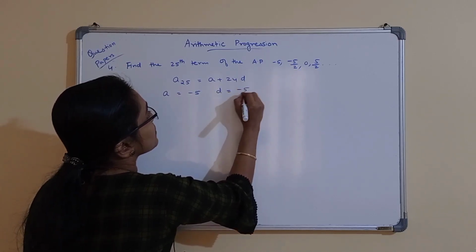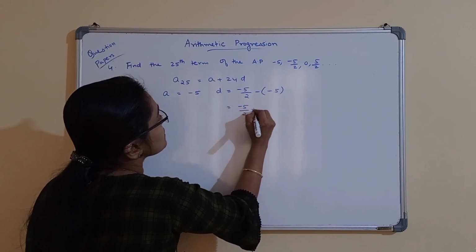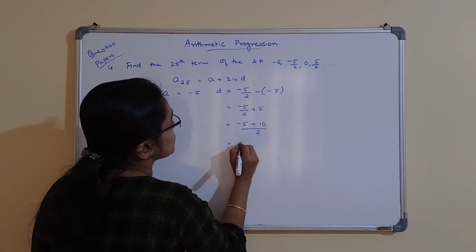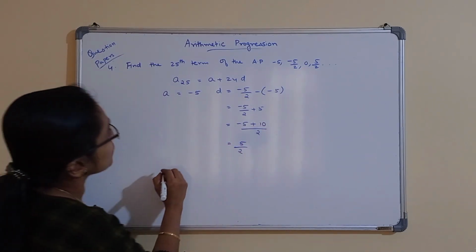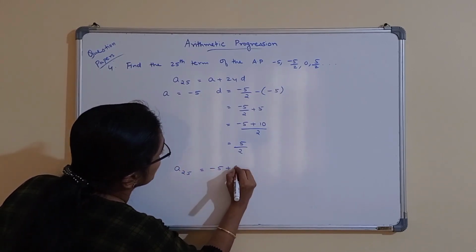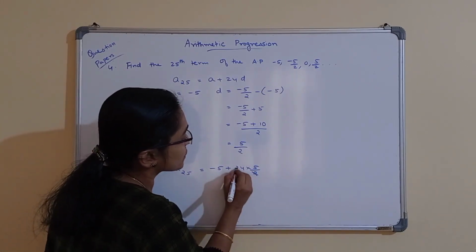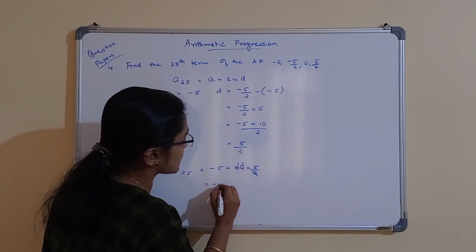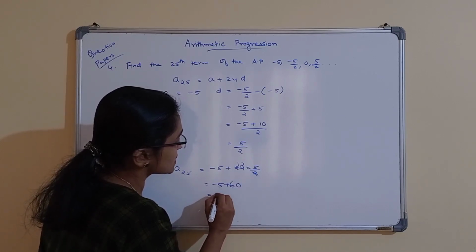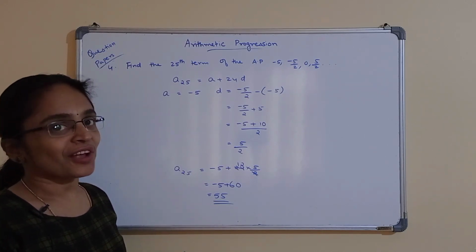That is minus 5 by 2 minus of minus 5, which is equal to minus 5 by 2 plus 5, and that is equal to minus 5 plus 10 by 2, which is equal to 5 by 2. So A25 is equal to minus 5 plus 24 into 5 by 2. 24 by 2 is 12. So this is equal to minus 5 plus 12 into 5, which is 60. So 60 minus 5 is 55. So the 25th term is 55. Okay.